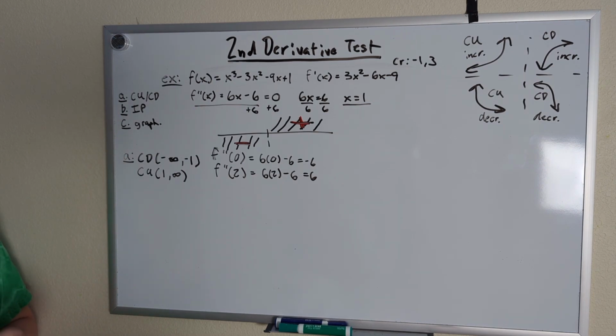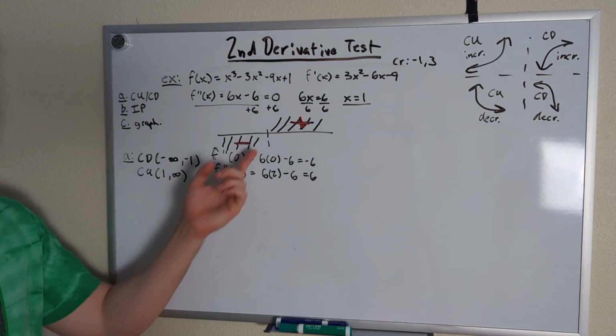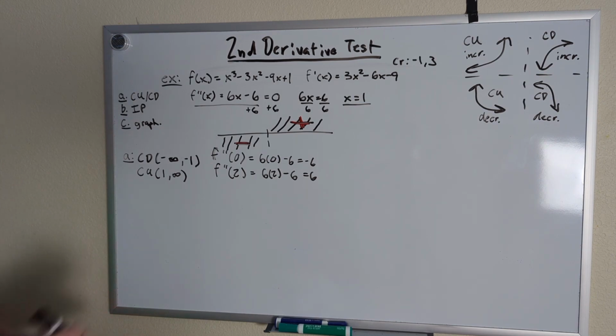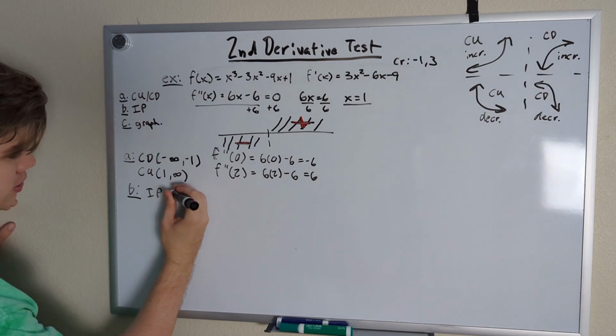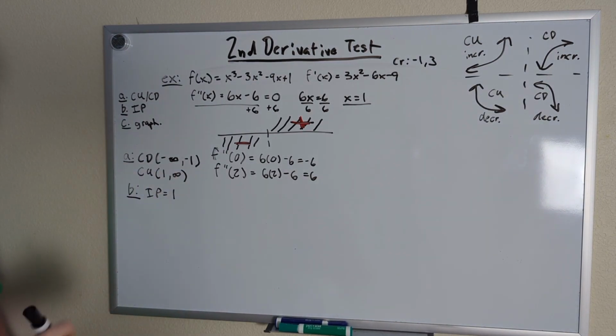Let's move on to part B. What are the inflection points? Well, we already know our inflection point just based on our sign chart. So B, the inflection point is equal to 1. We only have 1 in this function. So that's nice and easy.